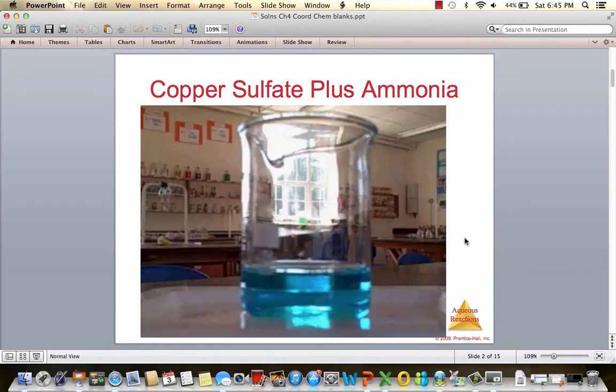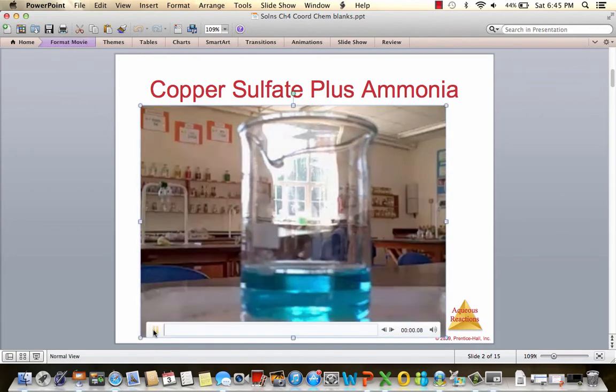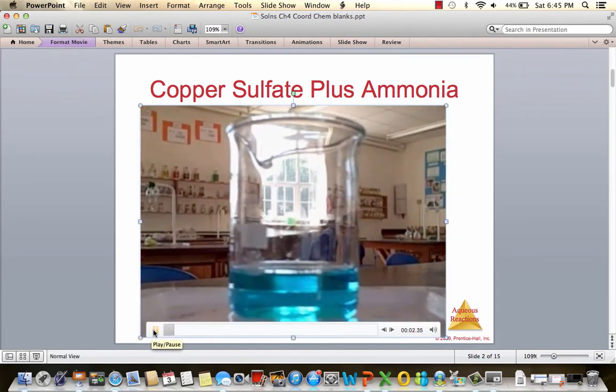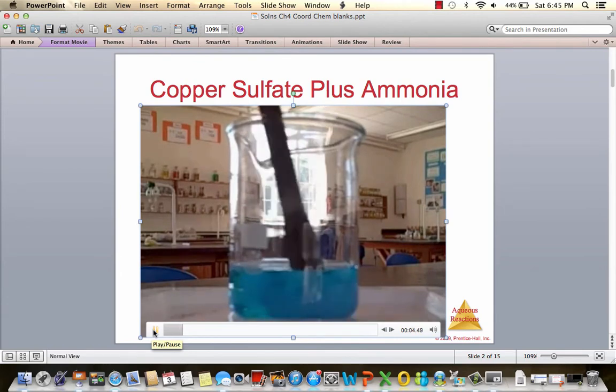I have another example for you. Inside this container is copper sulfate. Copper plus 2 ions floating around and sulfate ion floating around. Let's go ahead and see what happens when they add some ammonia.